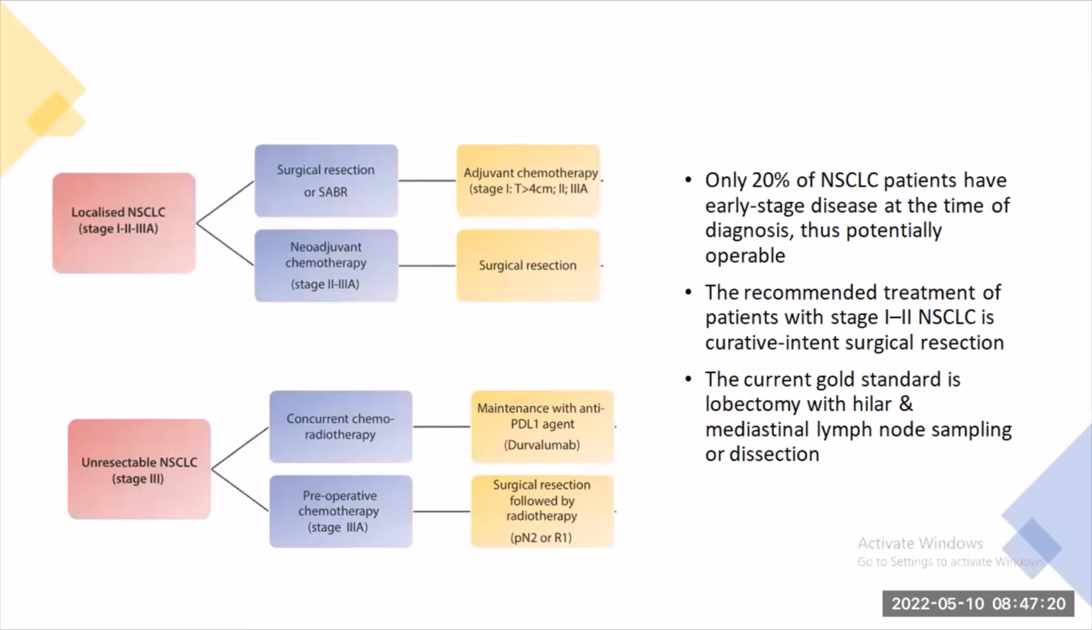As we discussed, only 20% of non-small cell lung cancer patients have early stage disease at the time of diagnosis, thus they are potentially operable. The recommended treatment of patients with stage 1 and 2 non-small cell lung cancer is curative intent surgical resection. The current gold standard is lobectomy with hilar and mediastinal lymph node sampling or dissection.